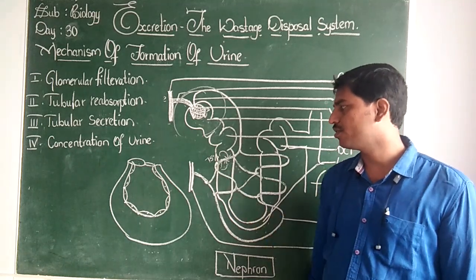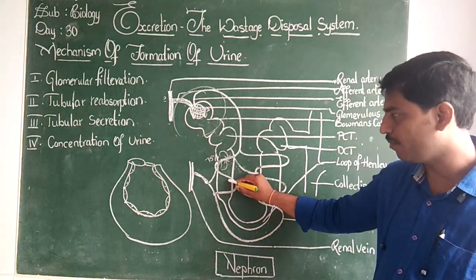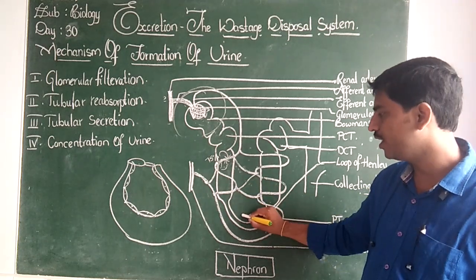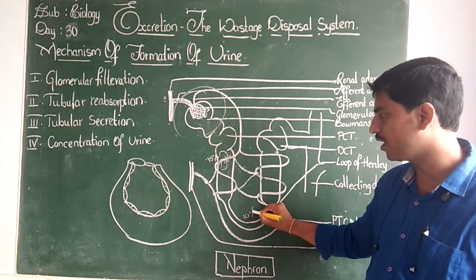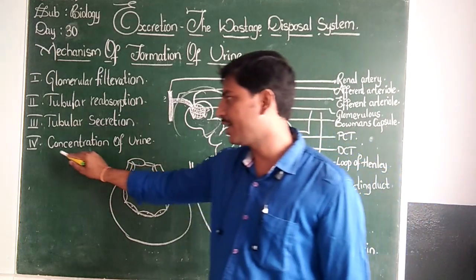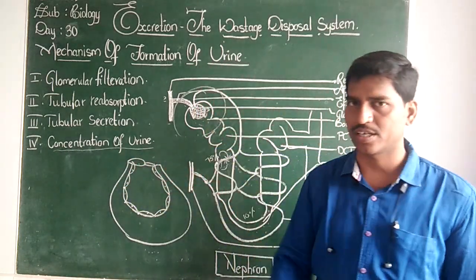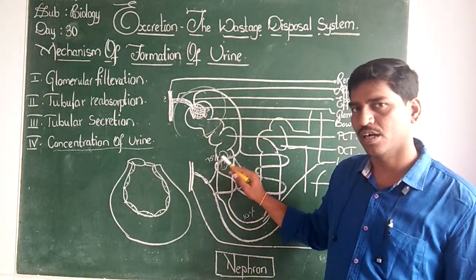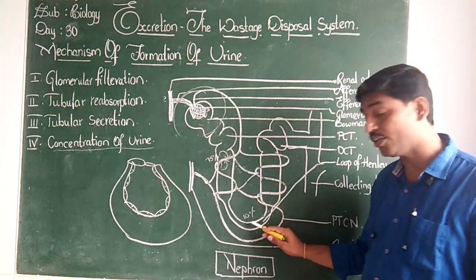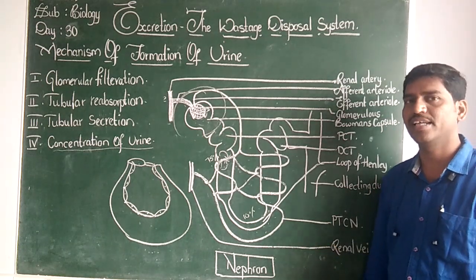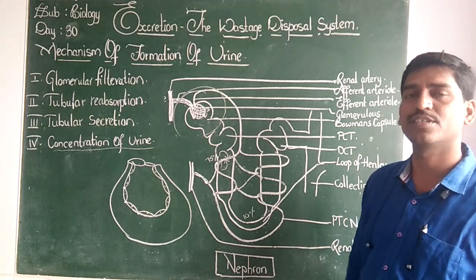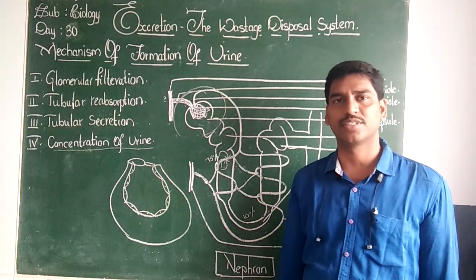Now the remaining filtrate is going to come from the loop of Henle. Here 10% more of water is going to be reabsorbed. Now let us try to speak about concentration of urine. Out of the volume of water, 75% is reabsorbed here and 10 to 15% is going to be reabsorbed here. That means 85 to 90% of water is being reabsorbed.